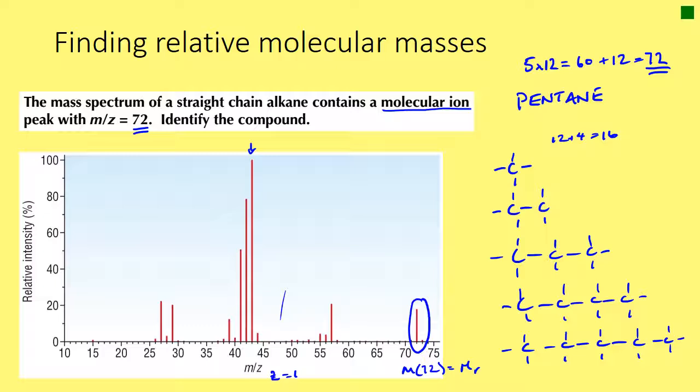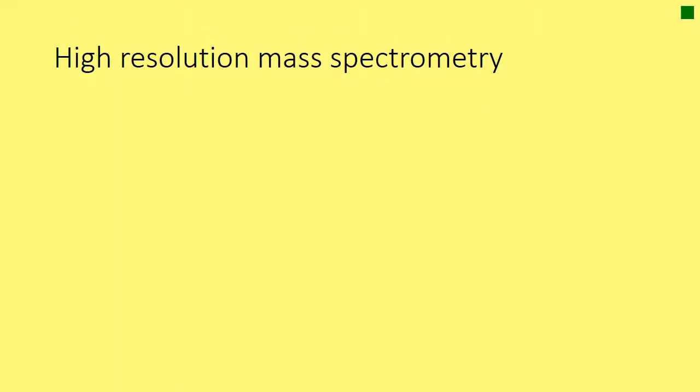Okay, that's a simple sort of problem that you might get in this topic. Let's have a look at a different sort of problem you might get. And in order to do that, let's introduce high resolution mass spectrometry, which is just more decimal places to our data, often 4 decimal places. So let's have a look at it with an example.